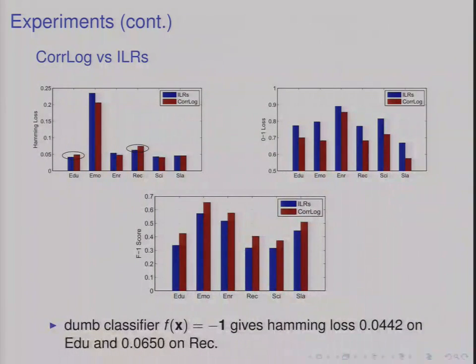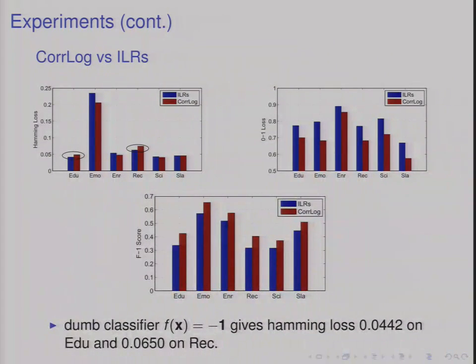However, on the Hamming loss evaluation, it does not show much improvement over the independent logistic regressions. And even worse, on two data sets, CorrLog shows worse performance than independent logistic regressions. Why is this? Does this mean the independent logistic regression works very well on these two data sets?